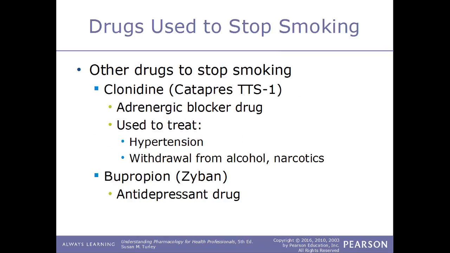These are some other examples of drugs that are used to stop smoking. Clonidine, which is sold under the name Catapres TTS1. This is an adrenergic blocker drug, and this is used to treat hypertension and withdrawal from alcohol and narcotics. Another example of a drug that's used to help a patient stop smoking, bupropion, which is sold under the name Zyban, and this is an antidepressant drug.